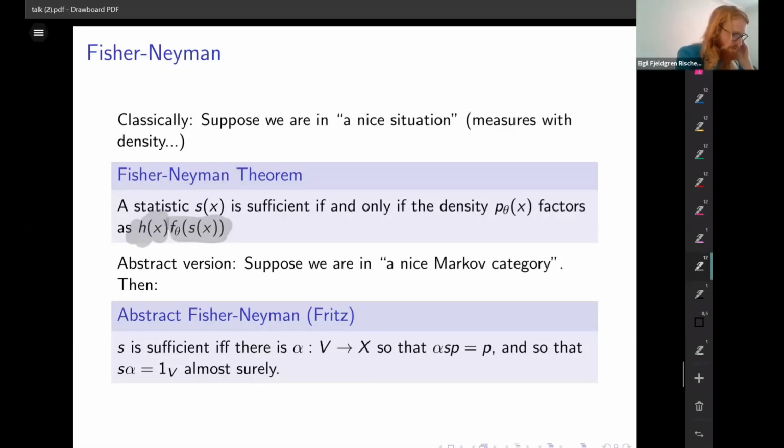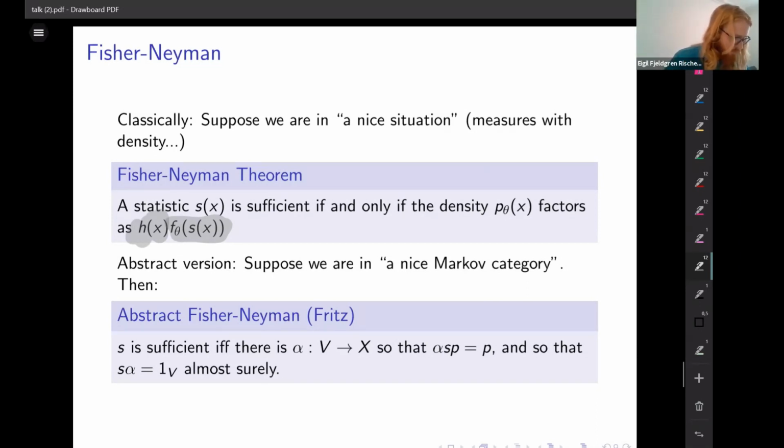So this is saying that if you know S of X, then the part that depends on X and the part that depends on theta in the density are independent of each other. And if you do the math, you can see that this tells you that it's a product measure, so the conditional distribution is independent. So the Fisher-Neyman theorem says that this is also a sufficient condition.